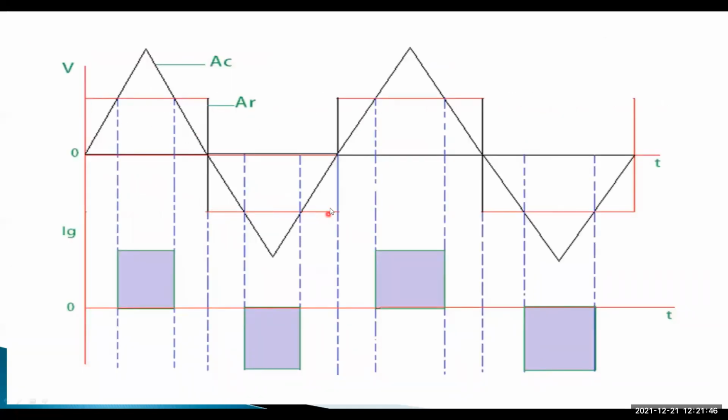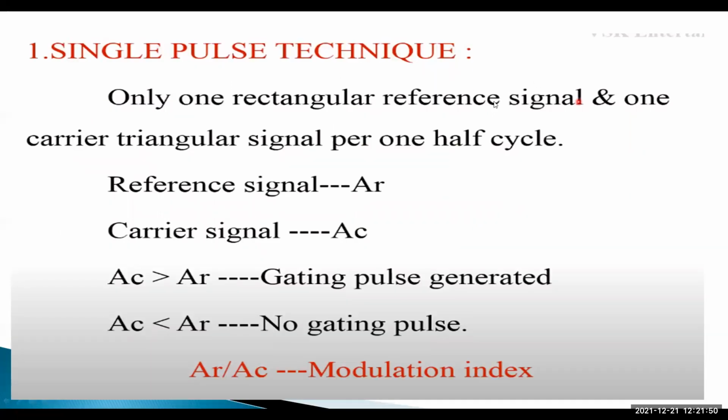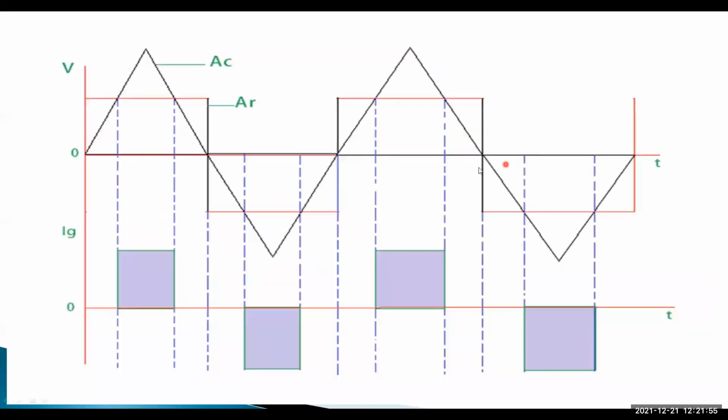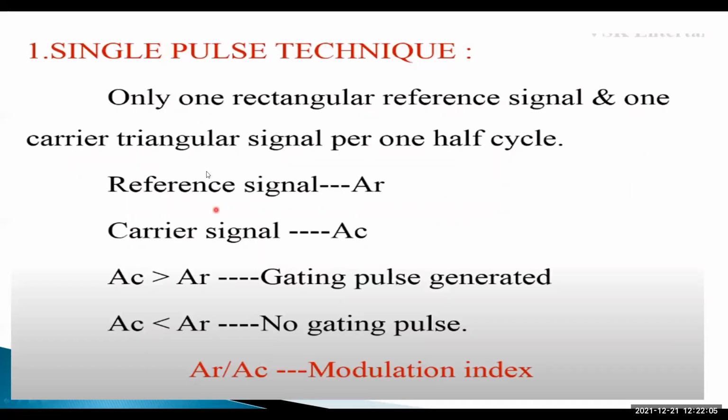This is called our reference signal: only one rectangular reference signal and one carrier triangular signal for one full cycle. This is called the carrier signal, only one carrier signal. This is the carrier signal, and this rectangular one is called the reference signal, for one full cycle.